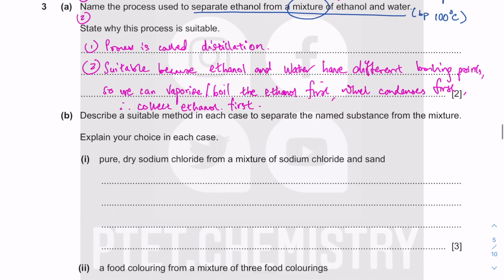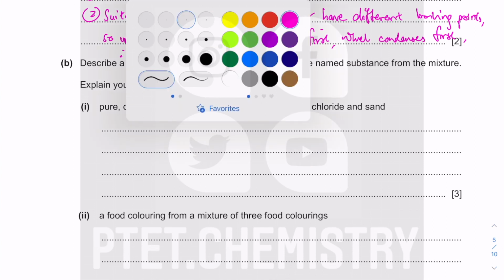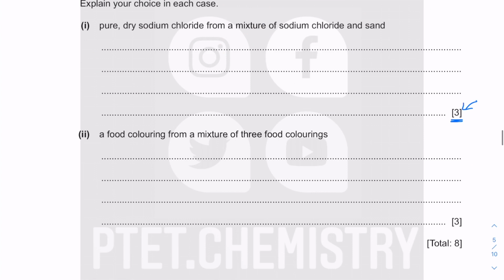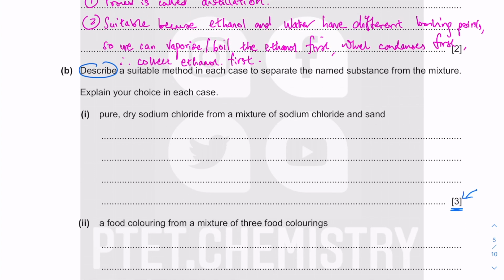All right, so next question, what do we have? We need to describe, so with a longer wordy type of answer. This is 3 marks now, and they give you 4 lines. This is also 3 marks and 4 lines. In each case, a suitable method to separate the named substance from the mixture.